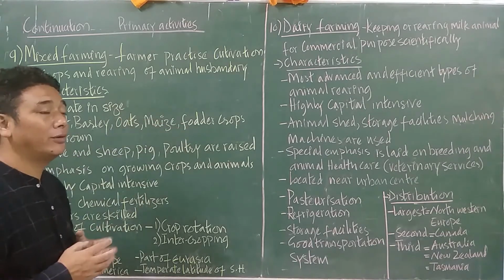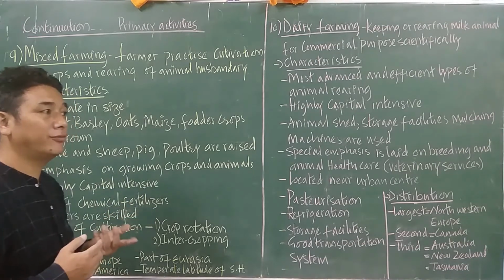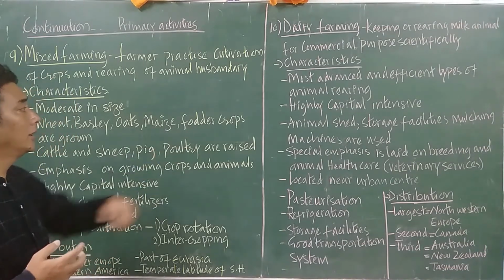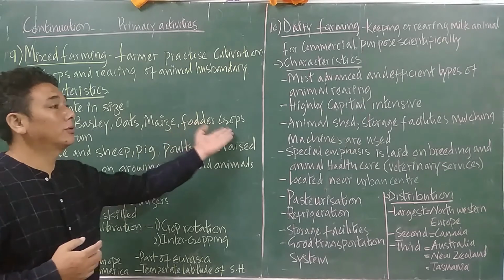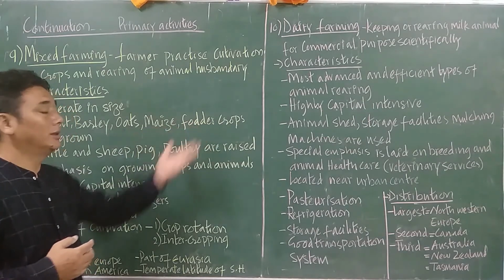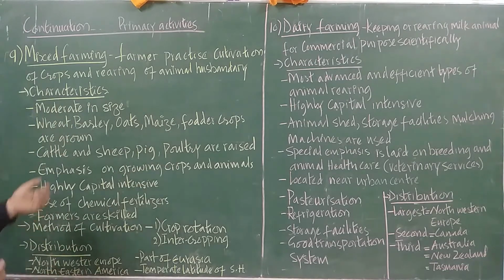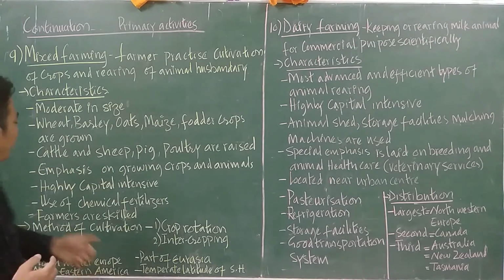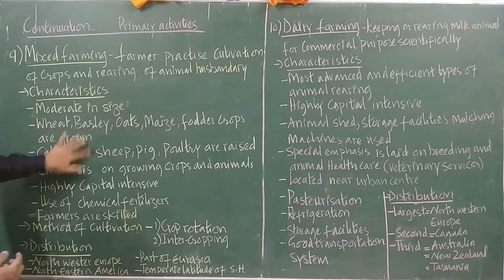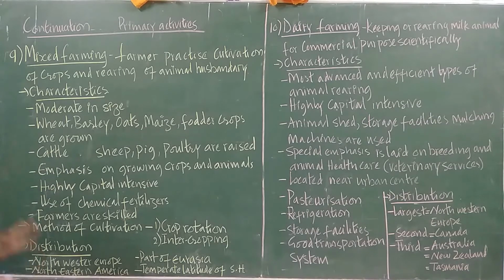What is fodder? Fodder is nothing but food for animals. These are fodder crops, food for animals. And cattle, sheep, pigs, and poultry are raised.